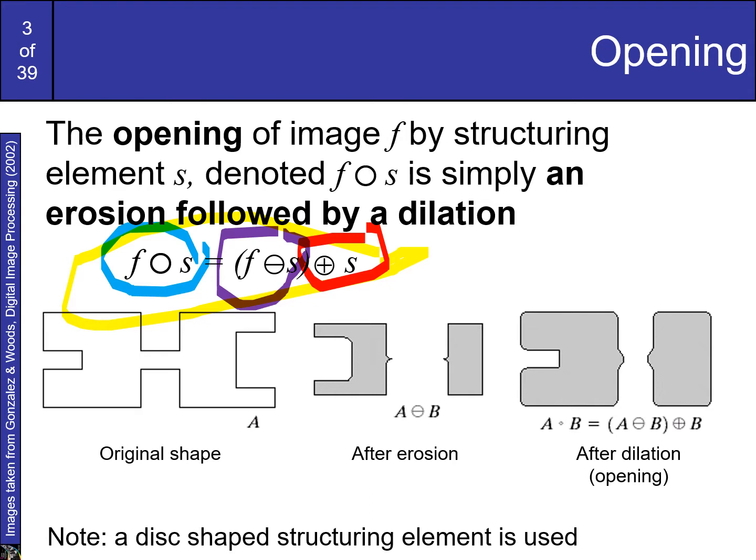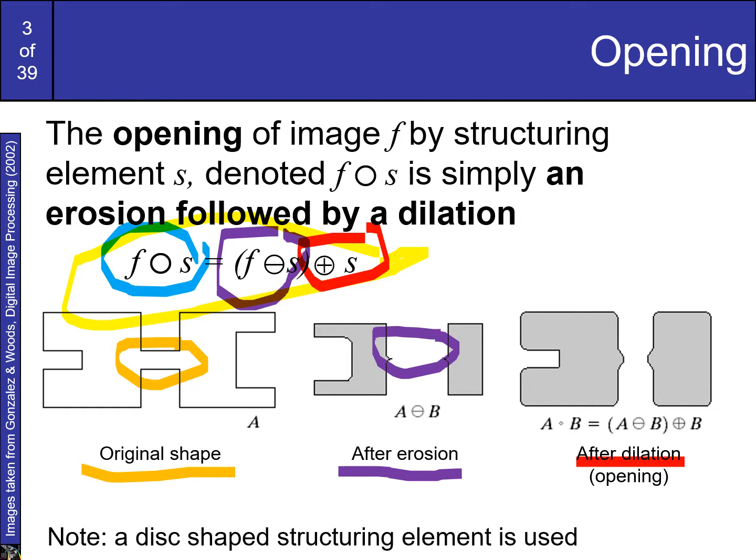To understand this better, we can illustrate an example. First we have the original image. Then we do erosion. After the erosion, the image becomes like this, where the thin part on the original shape has been separated. There's no more thin part here, because we are using erosion. But next we do dilation, and this is the result.